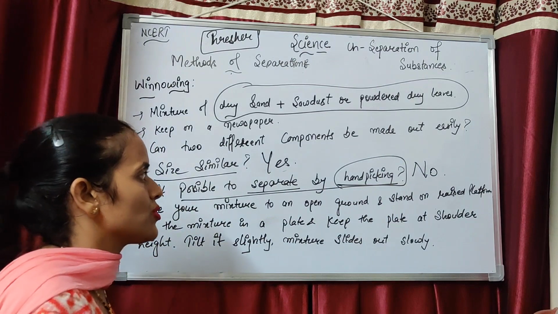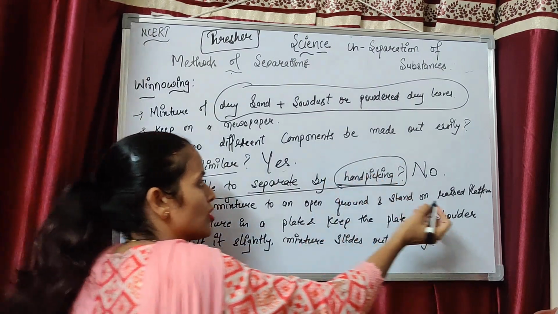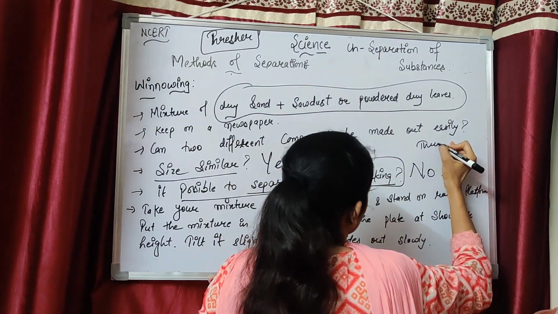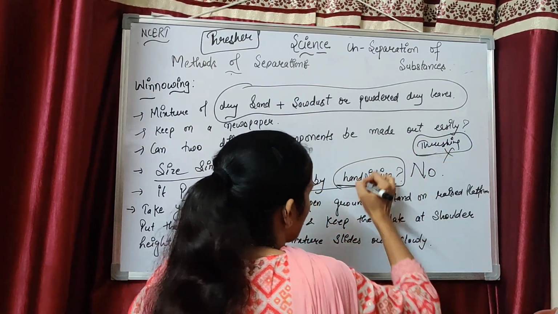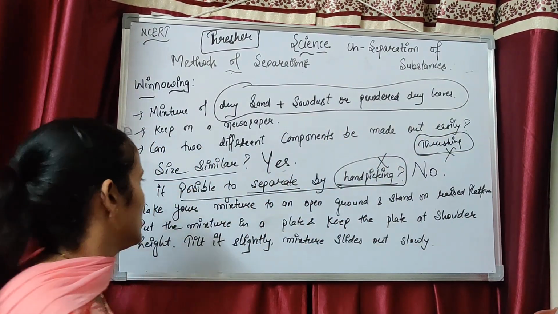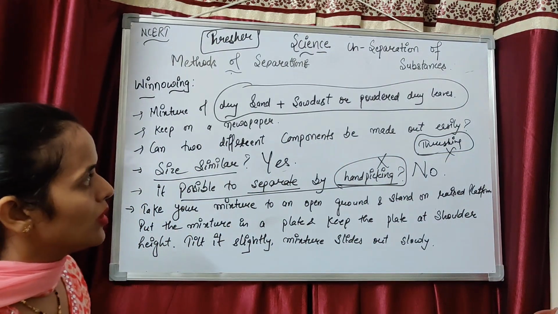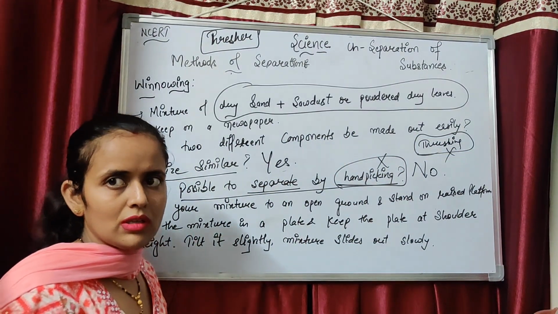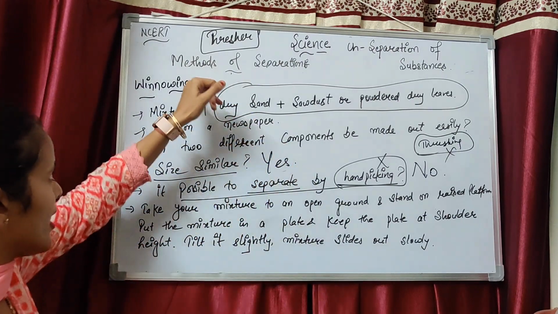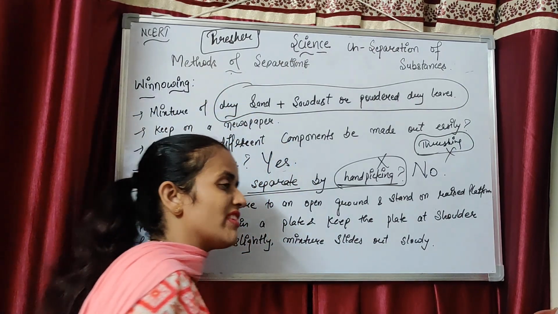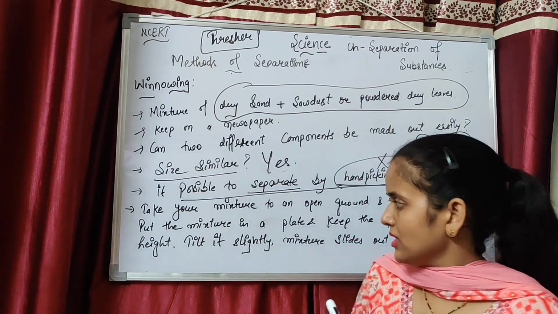So we have to use a different method. This is also not separated by threshing. Threshing is not applicable here, and hand picking is also not applicable here. So what can we do? What process do we have to use to separate these things? So we have to use the winnowing method. How can we use the winnowing method? The process of the winnowing method is here.